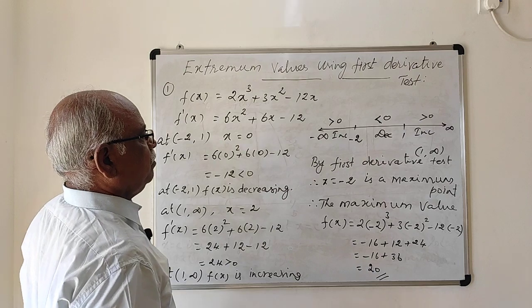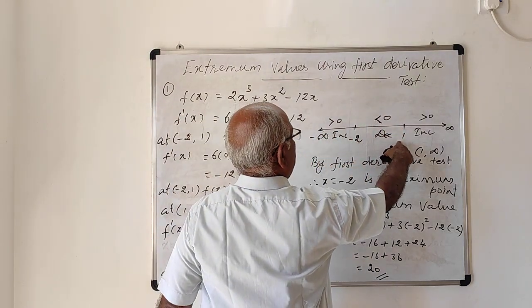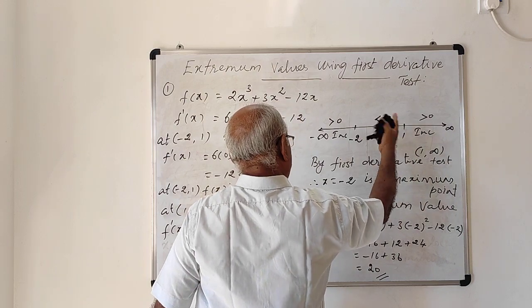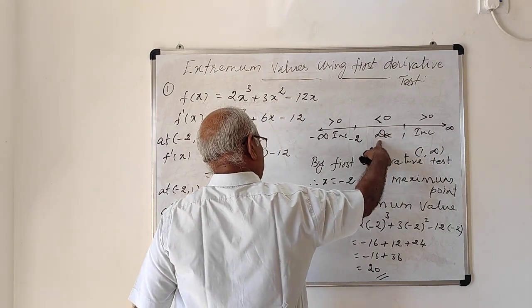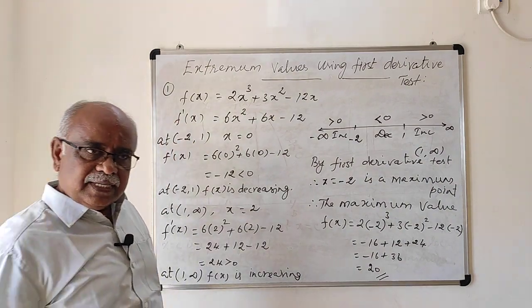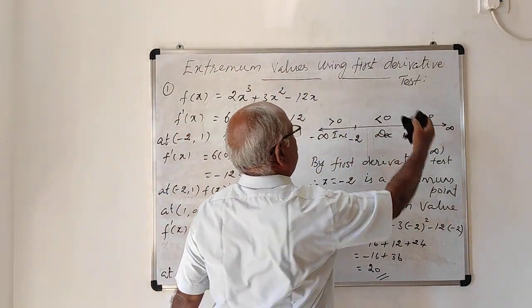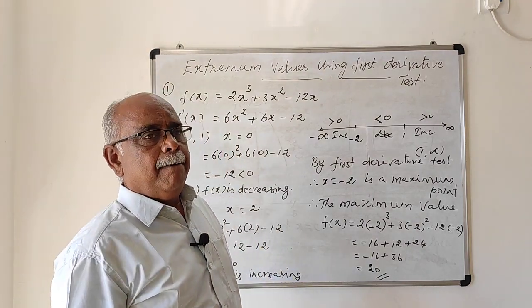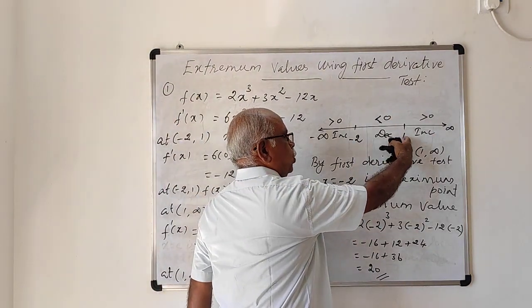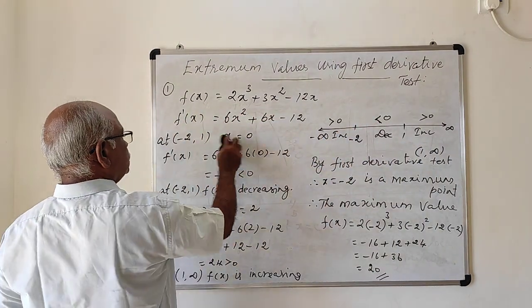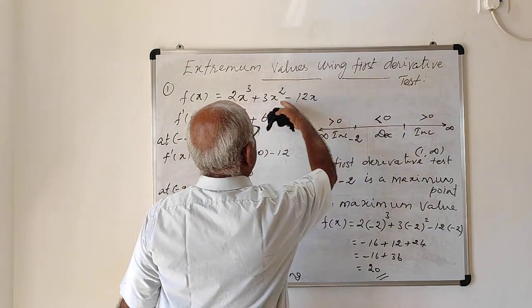Next, to find out the minimum value, at x equal to 1, f dash of x changes its sign from negative to positive. At x equal to 1, left side of 1 is f dash of x negative and right side of 1 f dash of x is positive. So f dash of x changes its sign from negative to positive at x equal to 1. Therefore x equal to 1 is a point of minimum. Substituting x equal to 1 in f of x, we will get the minimum value.